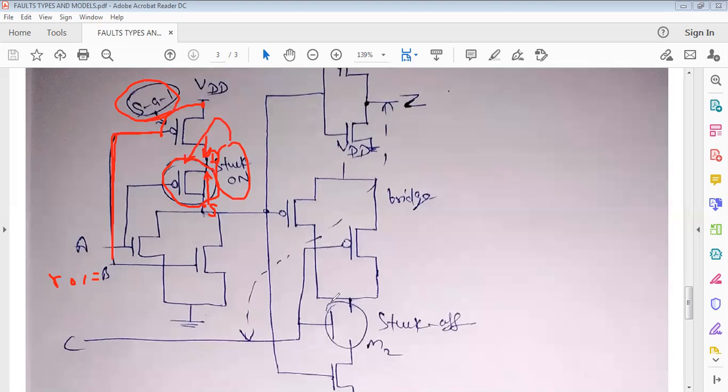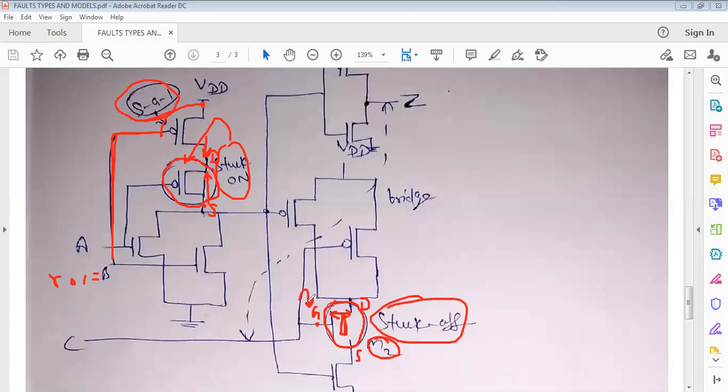Another example, let us take this transistor M2. In the fabrication process, if the distance between drain and source, or between the drain, source and gate terminal, is very high, then whatever voltage you give at the gate terminal will not form the channel here. So this is always stuck off. Whatever value you give at the gate terminal, it will not affect it.